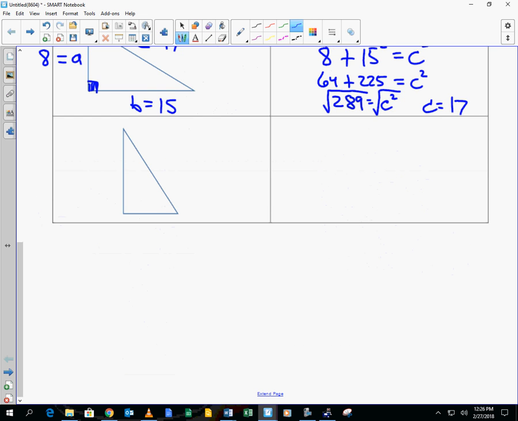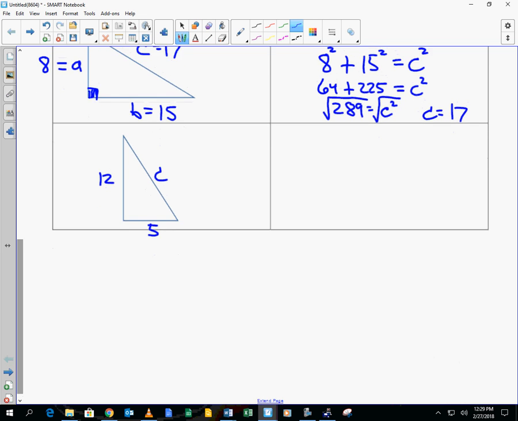Okay, I'm going to have you guys try one on your own, okay? We're going to call this side 12 and this side 5, and I'd like you to find C. Go. Not quite fully getting it. We will work together on this at a different time as well. But does it matter which one you call A or B? No, it doesn't. I'll call this A, I'll call this B.